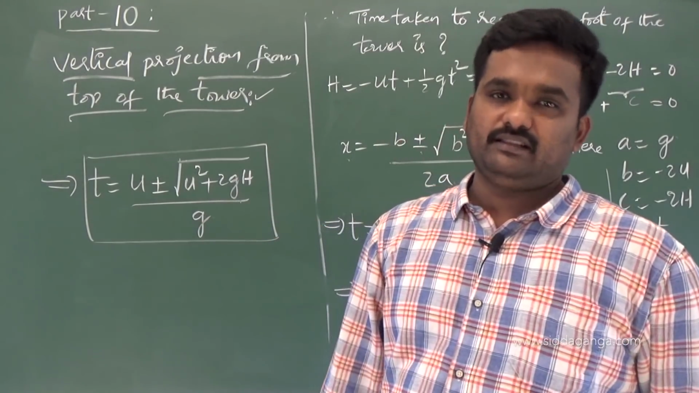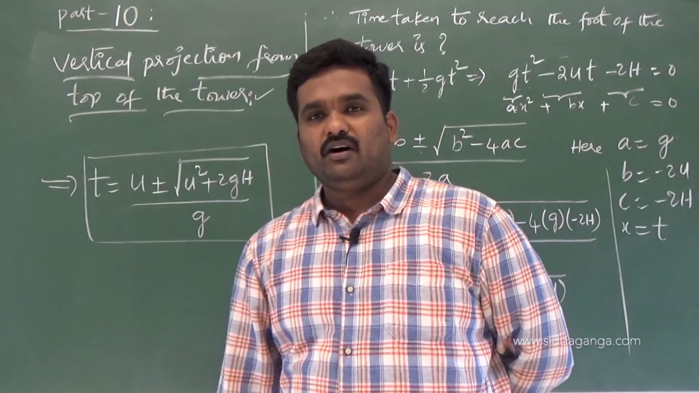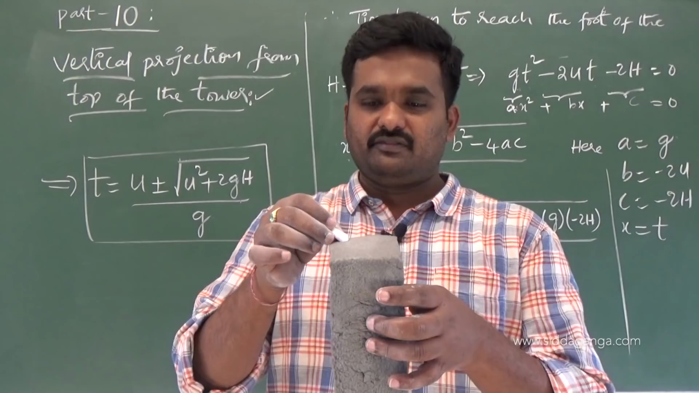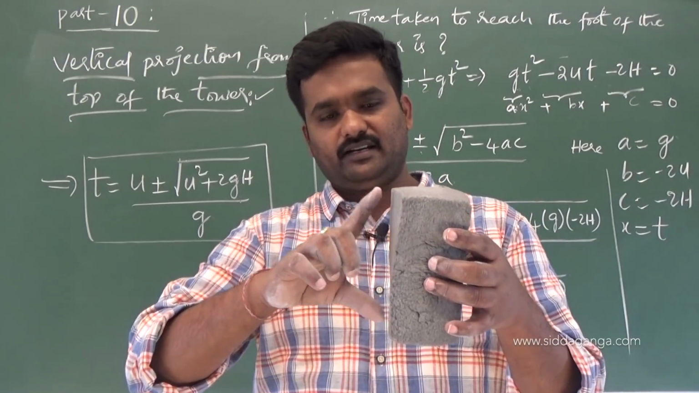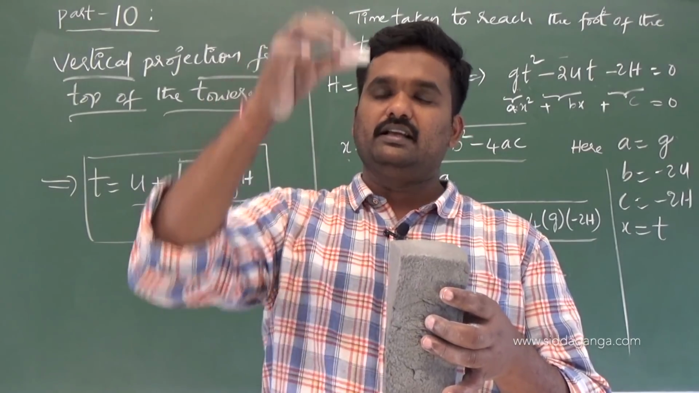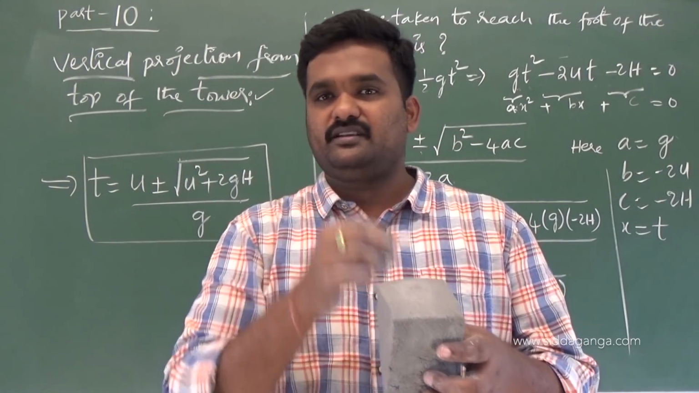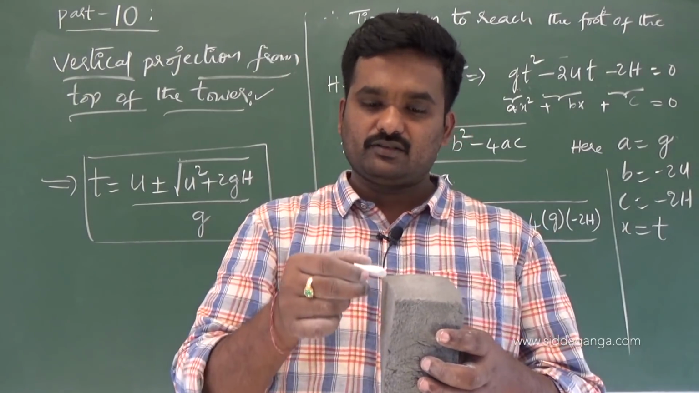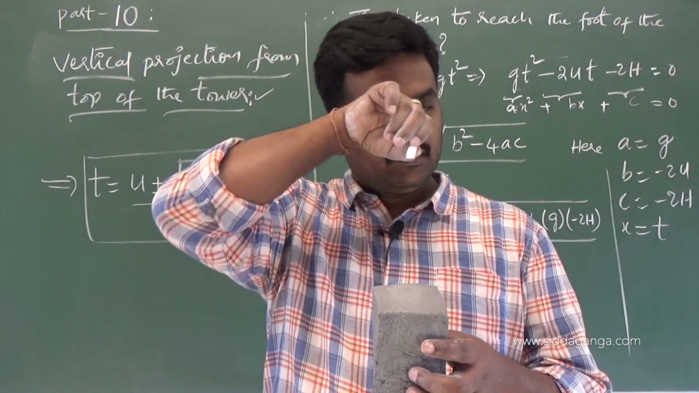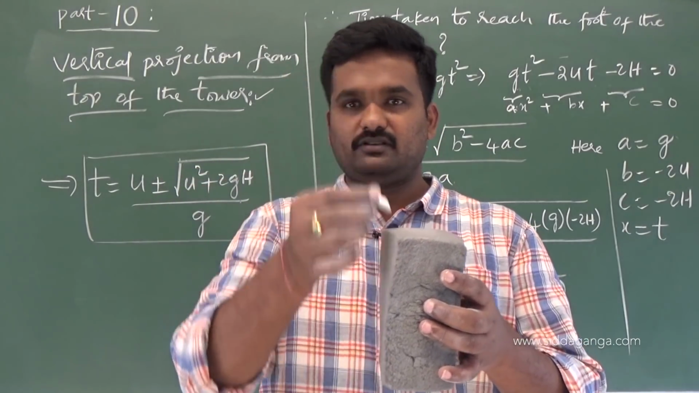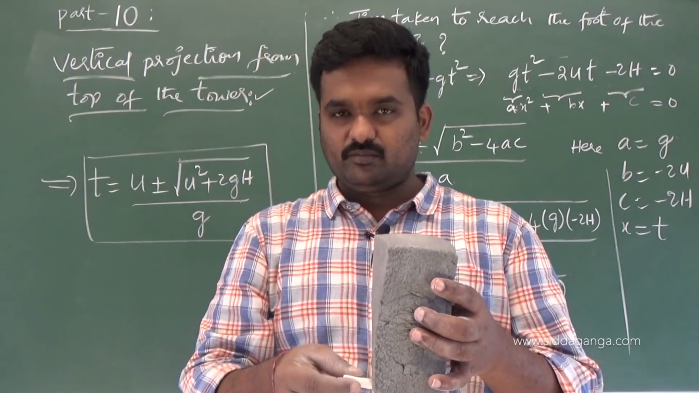They will ask a problem like this. A ball is thrown vertically up from the top of a tower of height 10 meters. The height of the tower is given as 10 meters. From here they throw the ball upward with a velocity of 5 meter per second. So it reaches the maximum height, once again comes back down, and reaches the bottom of the tower.